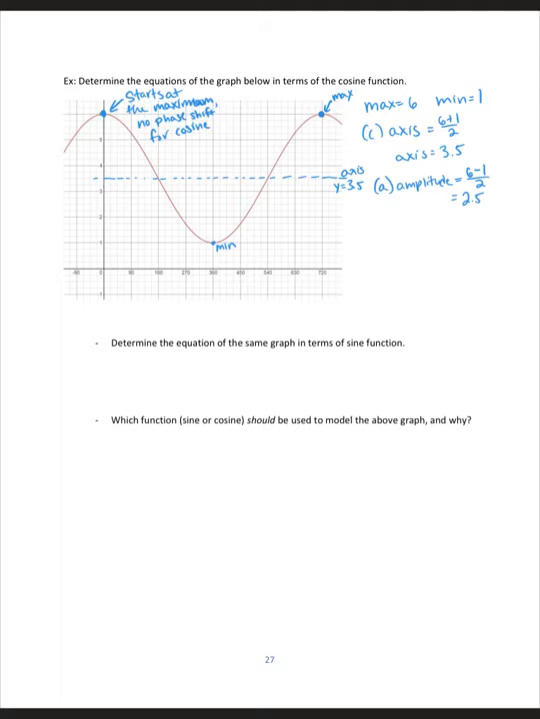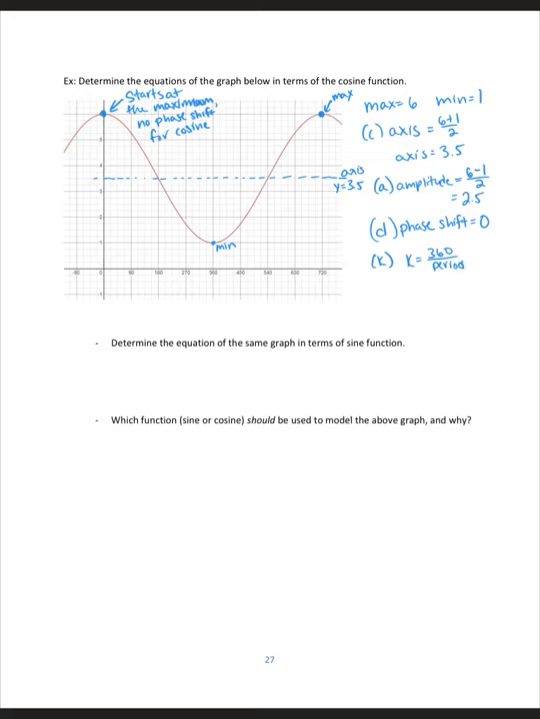All right, what other variables do we need to represent? We need to figure out our k and our d, which is our phase shift. We already identified that we don't need a phase shift for this one because the graph starts at the maximum. So we have a phase shift of 0. Now for our k value, remember, we found it by using our period. We know that our k value is equal to 360 divided by our period.